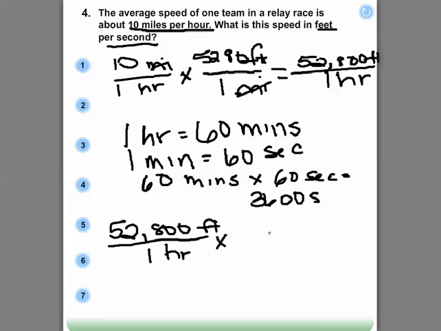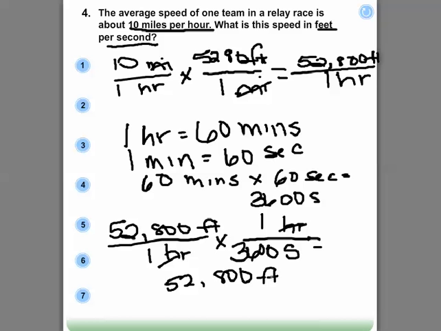and we're going to multiply it, put hours on the top and seconds on the bottom. We want 1 hour on the top. We'll have 3,600 seconds on the bottom. These hours are going to cancel. And then we get 52,800 feet over 3,600 seconds. And then we can divide, and we should get 14.7 feet per second.